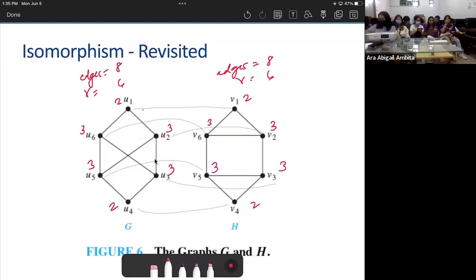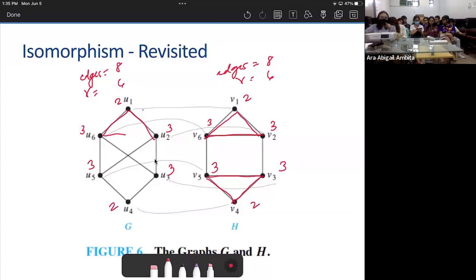Okay, but can we consider it as isomorphic? Yes or no? Why? There's no path. Right, there is no path. Tsaka makikita natin na may cycle dito. There is a cycle here. But in here, there is none. Okay? Walang cycle dito. And same is true for V5, V3, V4. Then, which is not found in the graph G. Okay? Yeah, so we cannot really say that these are isomorphic.